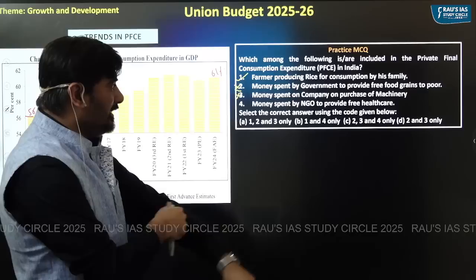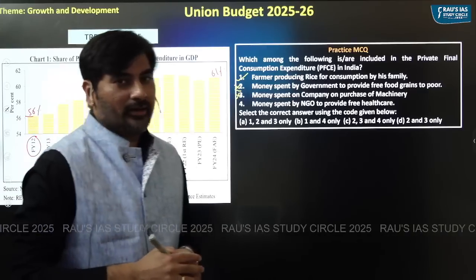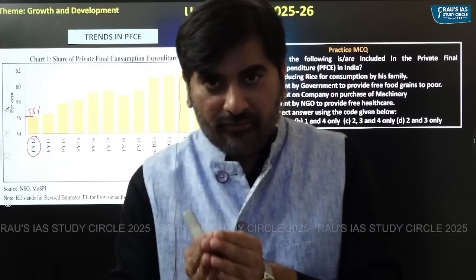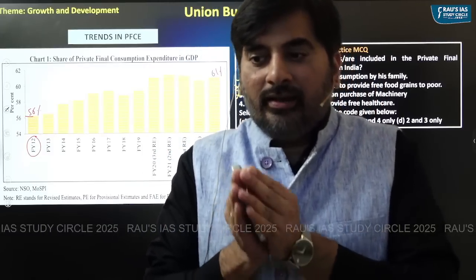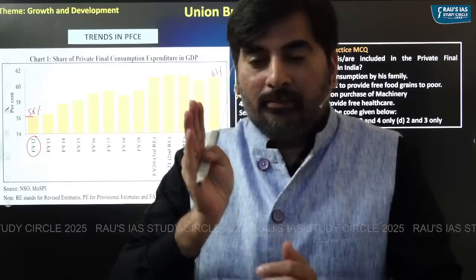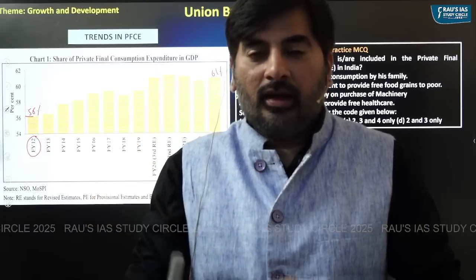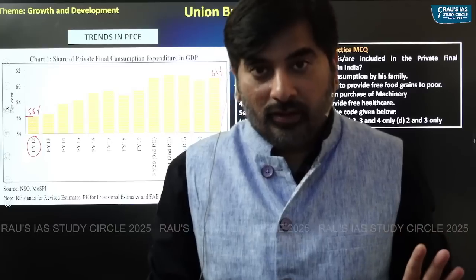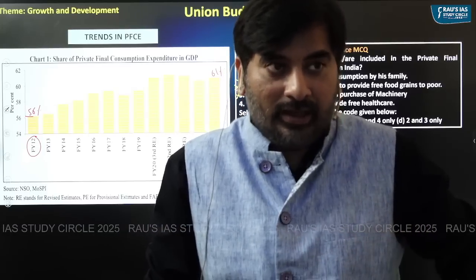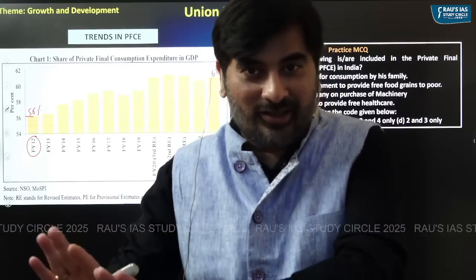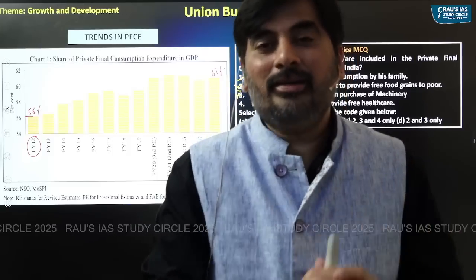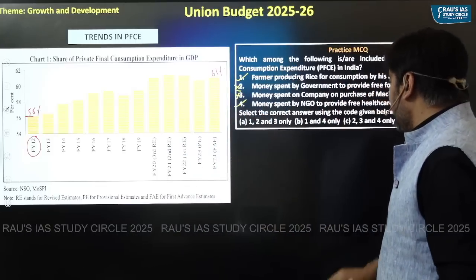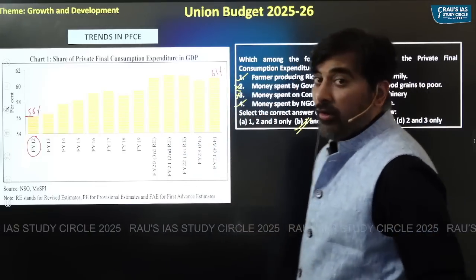So even this will also not be included. Money spent by NGO to provide free healthcare. So understand that whenever we say private final consumption expenditure, it is the expenditure incurred by both households as well as non-profit institutions, that is NGOs. Even the expenditure incurred by NGOs, even though they are not actually households, is still accounted under private final consumption expenditure. So the right answer in this case is 1 and 4 only.